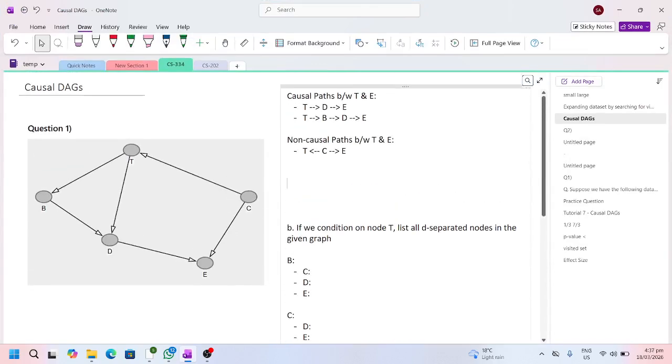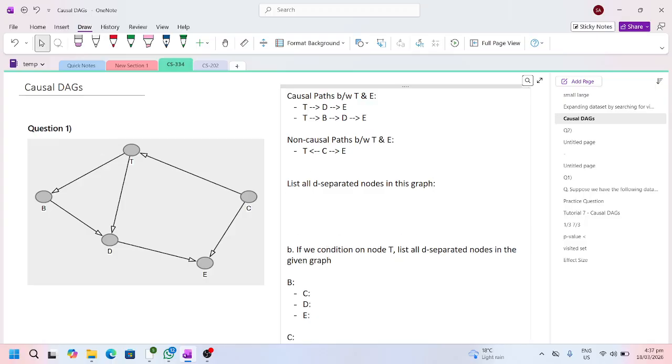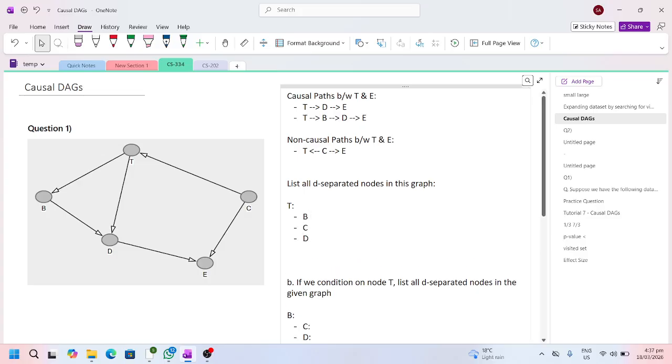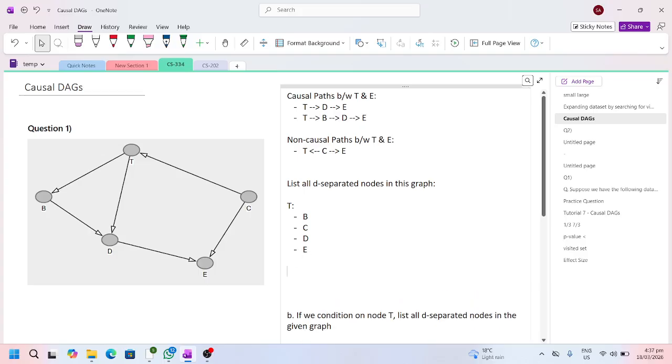Okay, we haven't talked about conditioning yet. List all d-separated nodes in this graph. So what we will do is make all the combinations and check them. For instance, against T, I would want to check what other nodes I have: B, C, D, and E.